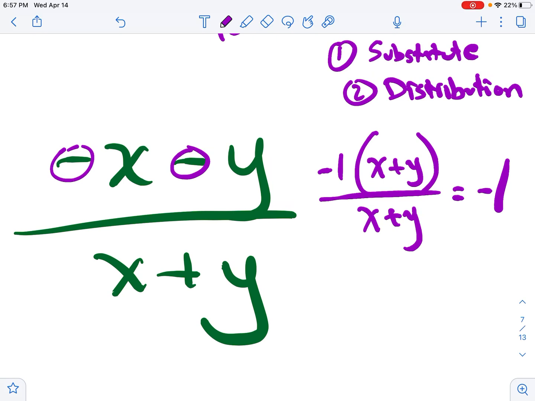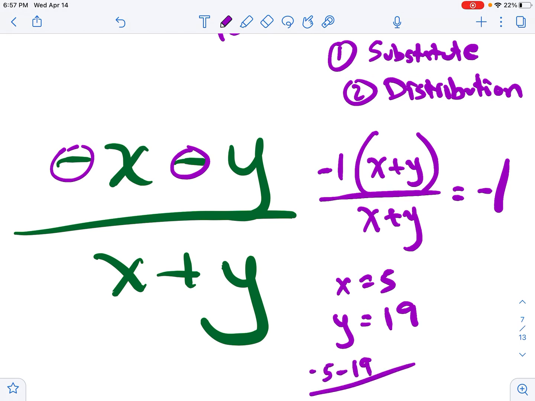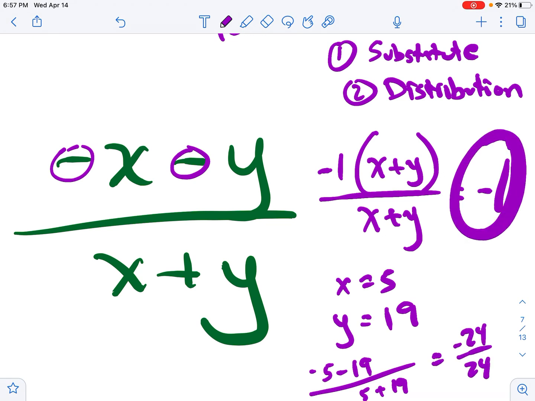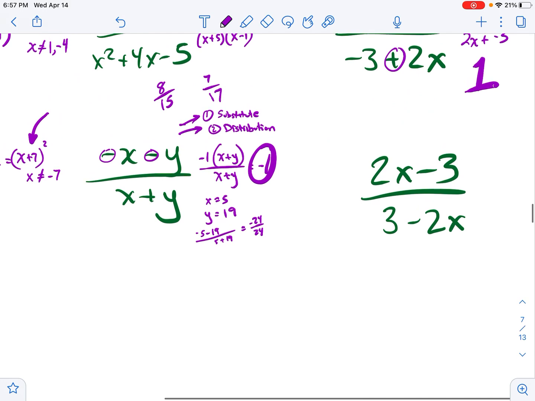Awesome. Could I have figured that out with just substituting values? So let's say x was 5 and y was 19. So negative 5 minus 19 over 5 plus 19, negative 24 over 24. Oh yeah, I get negative 1. Cool. So that simplifies. So notice these are two very valuable tools that you can use.